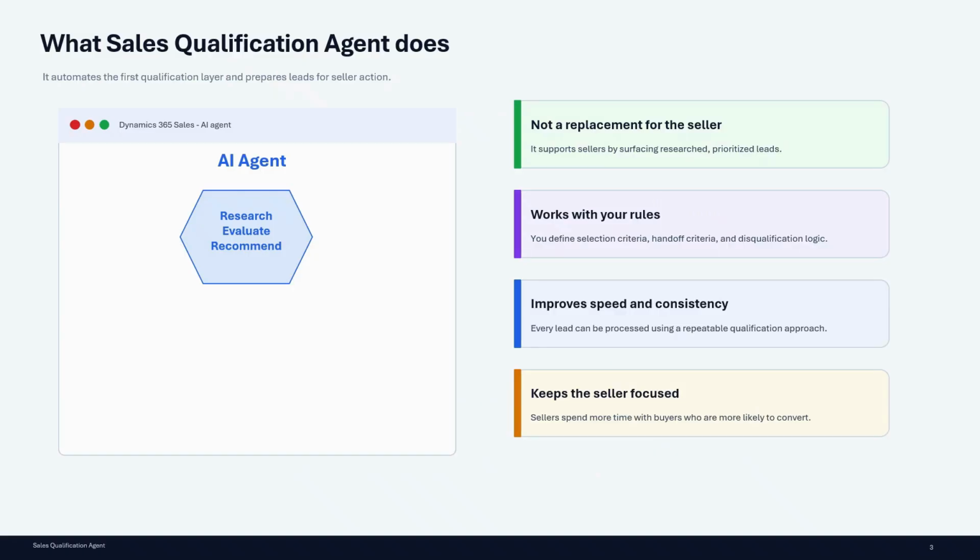Sales Qualification Agent automates the first qualification layer. It researches the lead, evaluates the lead against your defined rules, and recommends the next action. It is important to understand that this is not a replacement for the seller. The seller still owns the relationship and the final decision. The agent supports the seller by preparing better information, applying consistent rules, and helping the seller focus on leads that are more likely to convert. To understand this better, let's see how the agent actually works.